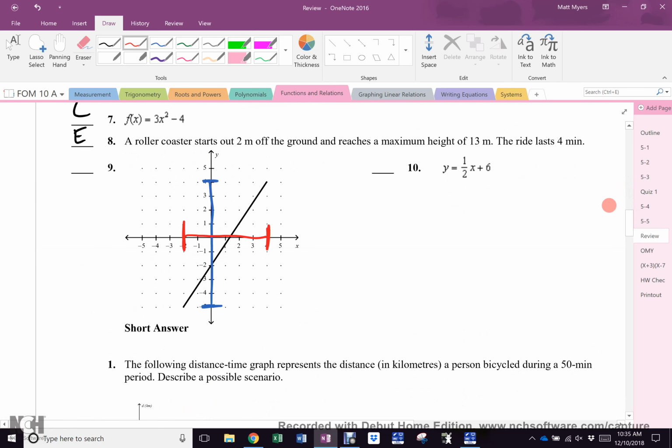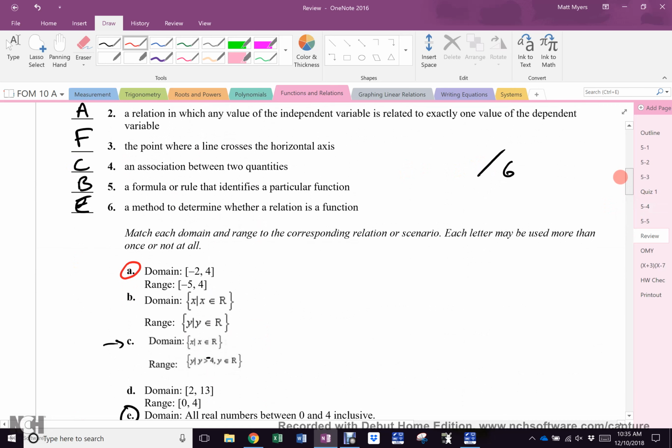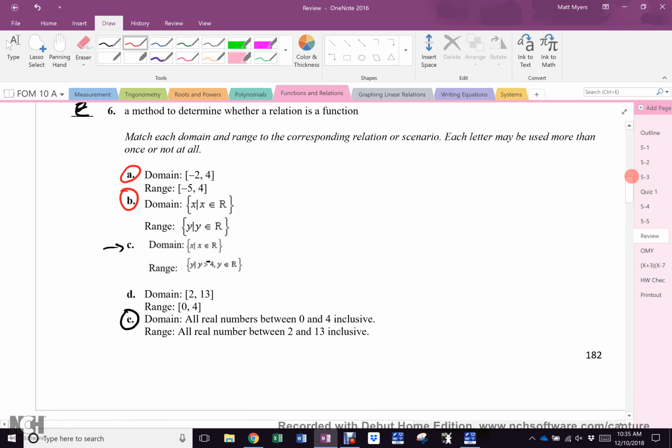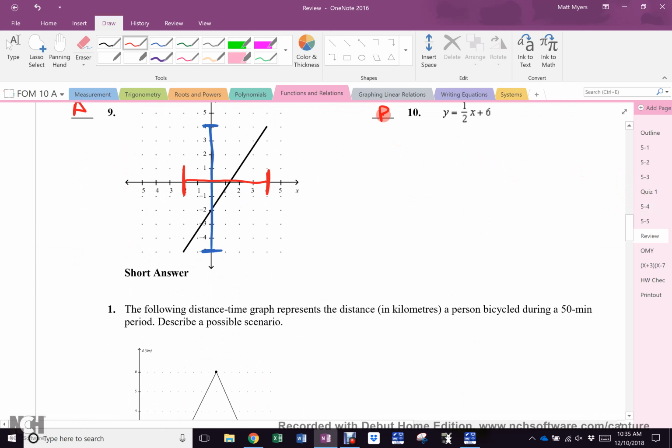A. And lastly, can I take any single number in the universe and divide it by 2? And then add 6 to it. So my domain is every real number and my range is every real number. B. Out of 4 marks.